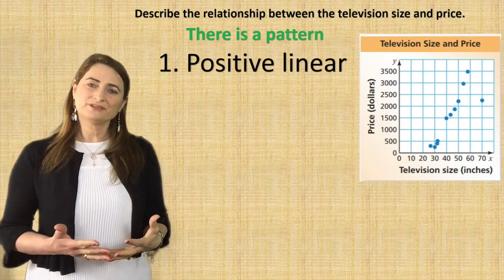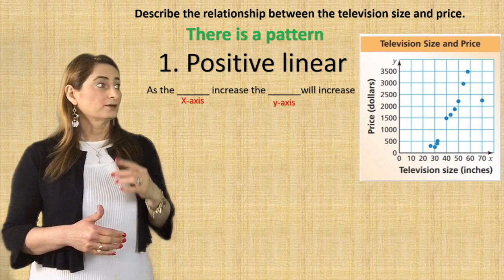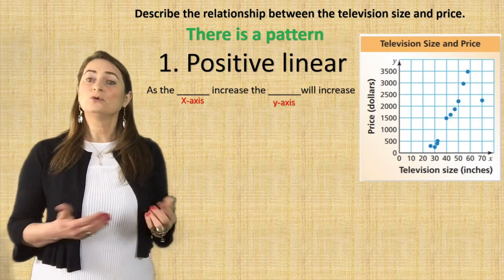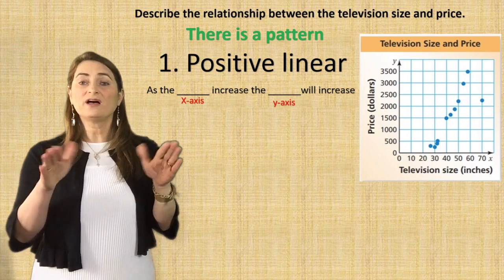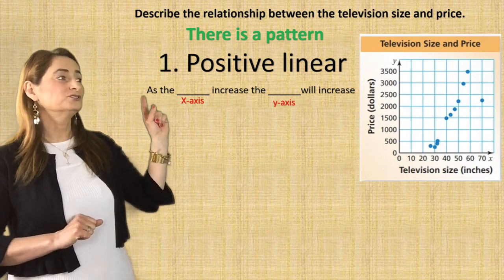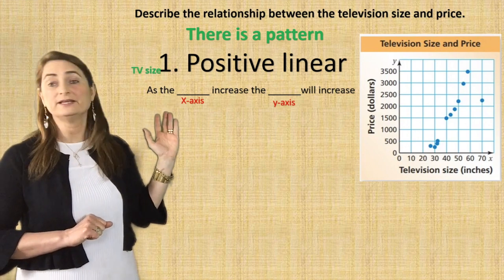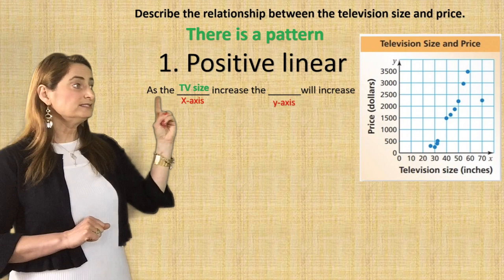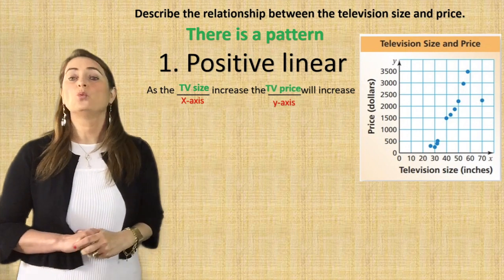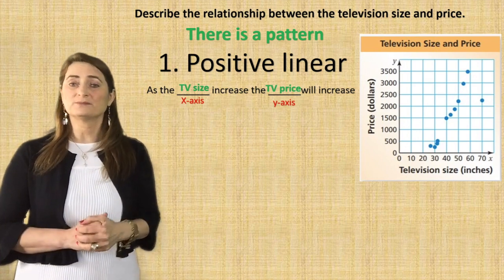To describe the relationship, again, let's fill in the blank. Remember, positive means both values, the x and the y, will increase or both values will decrease. So let's fill in the blank to describe the relationship between the television size and price. As the TV size increases, the TV price will also increase. So they both increased, which means positive.